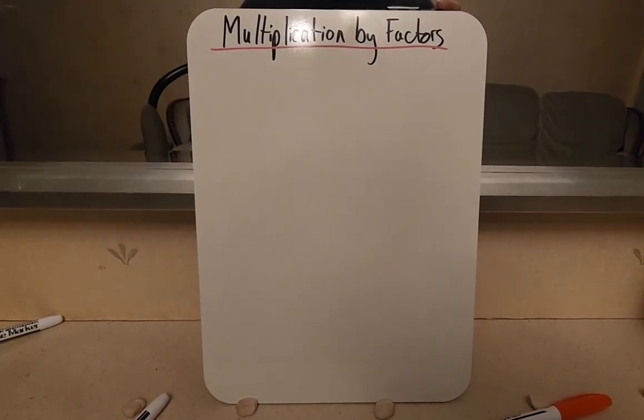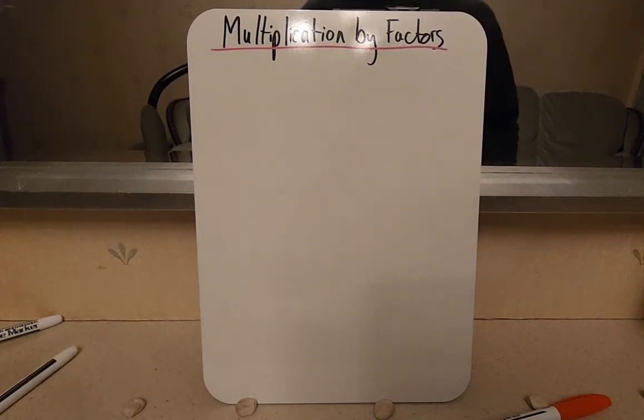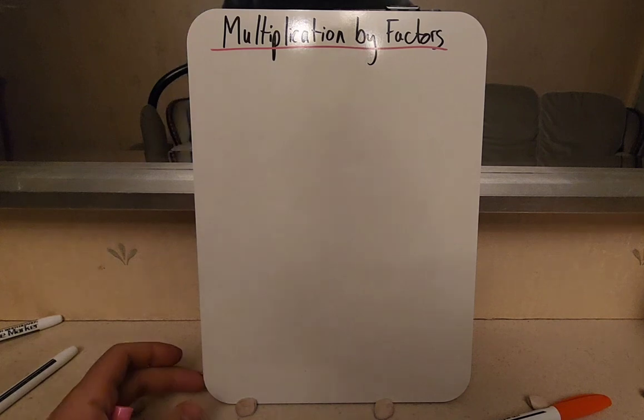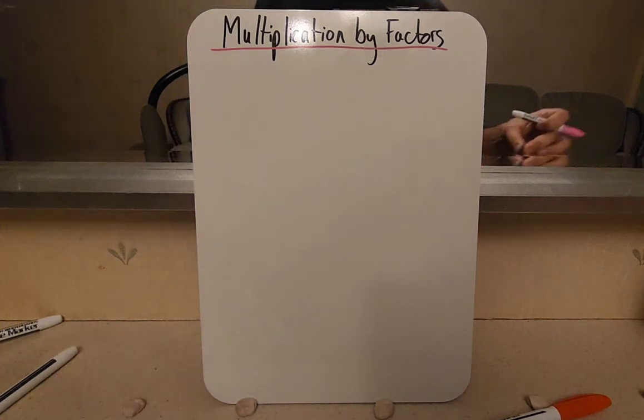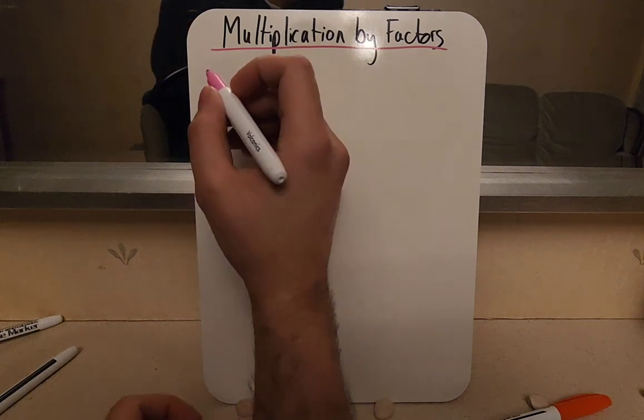This technique is really helpful, but it does require you to know how to find factors of numbers. I'll do another video on factor bugs and factors. It's really useful to understand how numbers are made. But let's go ahead and look at an example here: 3 times 8. Nice and simple.